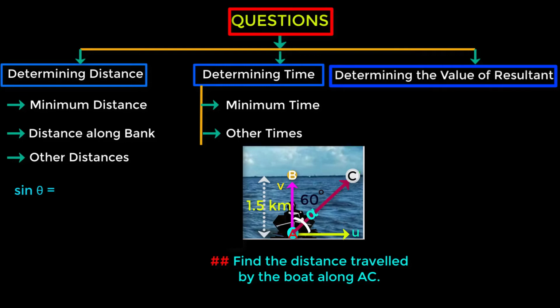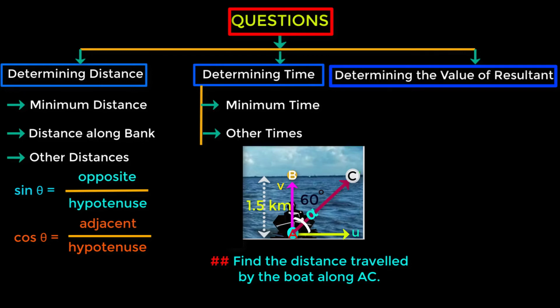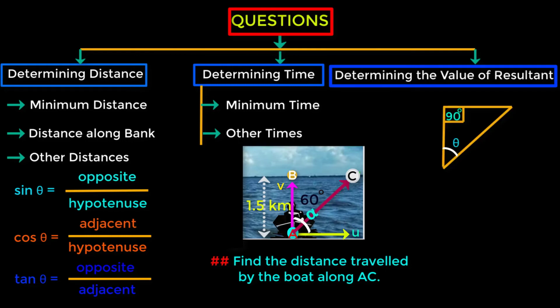That means sin theta equals opposite over hypotenuse, cos theta equals adjacent over hypotenuse, and tan theta equals opposite over adjacent. See, this is a right triangle. This angle is a 90-degree angle. This angle is theta. The opposite side of the theta angle is called opposite. See, this side is opposite to this theta angle.